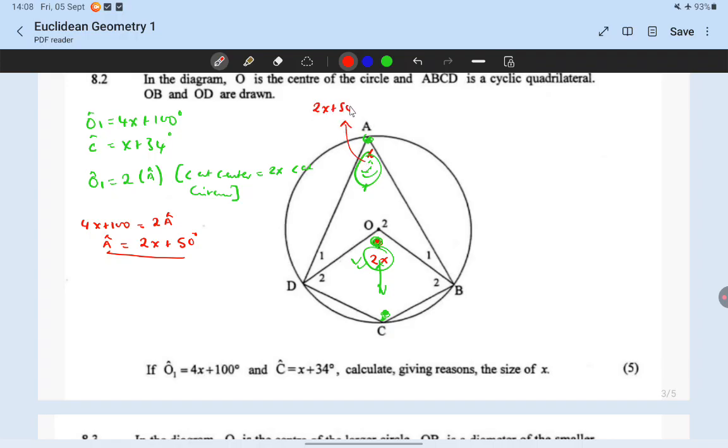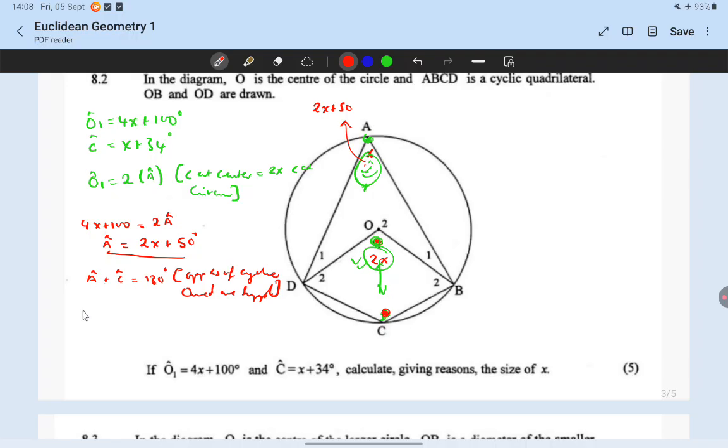2x plus 50. Now we know the value of this angle, we can make an equation, because this plus that, they give us 180. So we can say our angle A plus our angle C should be equal to 180 degrees. And the reason is opposite angles of a cyclic quad are supplementary.